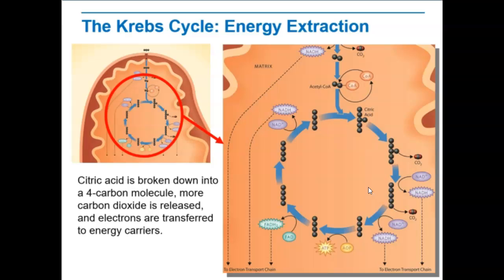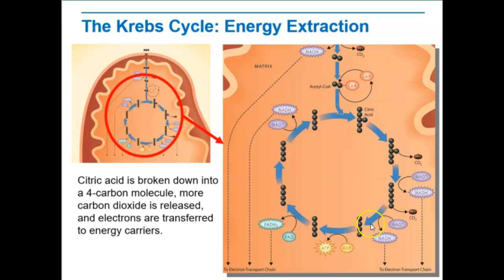So next step, citric acid is broken down into a 4-carbon molecule, which is going to release more CO2. Okay, so here's the process of breaking it down into a 4-carbon molecule. So the first break is going to release a CO2. Second break is going to release another CO2.